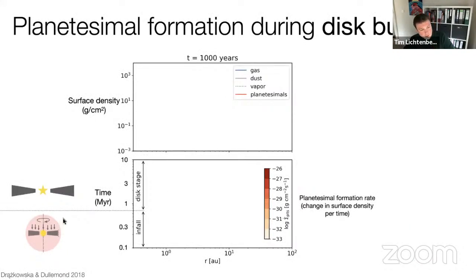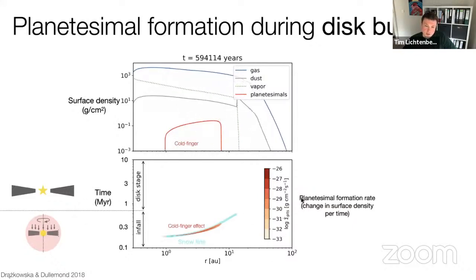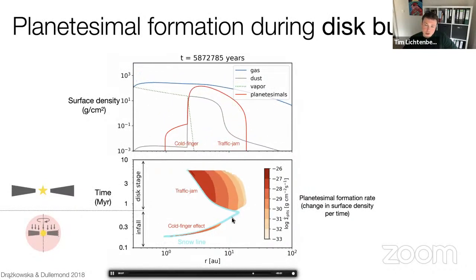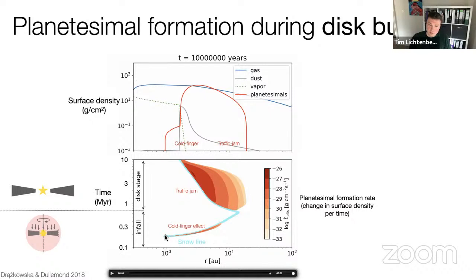Now, this is the accretion stage of the disk itself, what I will call the infall stage or class one stage. And the disk stage is the class two stage, where the disk is basically fully built and just evolves viscously. Now this is orbital radius, this is surface density, and this is time. And the color scale that you will see here is the formation rate of planetesimals. So this line is the snow line evolution during the combined evolution of the disk.